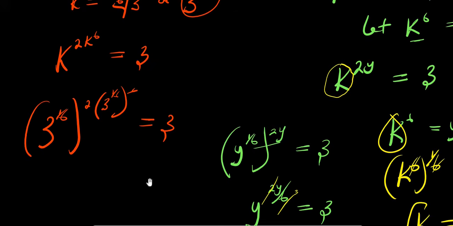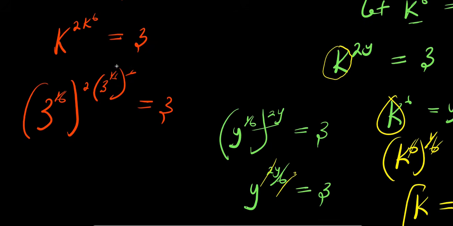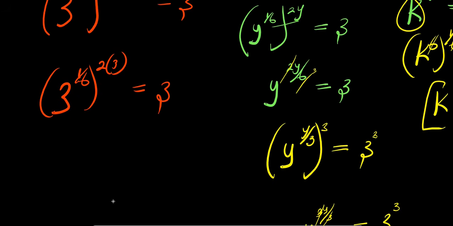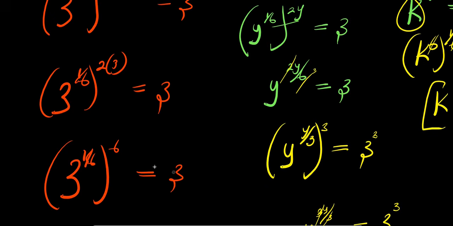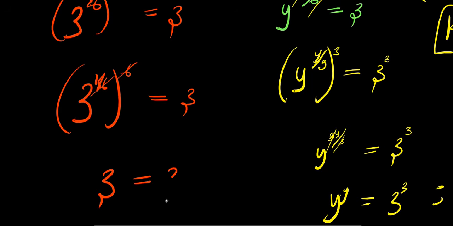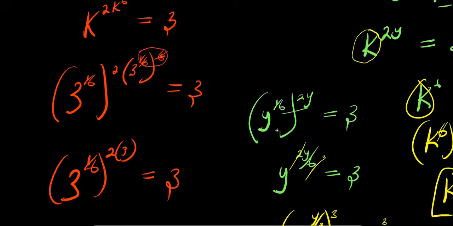So from here, the 1 over 6 here, multiply this 1 over 6, and this cancels this, so we are going to have 3 power 1 over 6 raised to the power of 2 times 3, and this equals 3. So from here, you will simply have 3 power 1 over 6 raised to the power of 2 times 3, that is 6, and this equals 3. So 6 cancels 6, that is off. We have 3 equals 3. So that has actually satisfied the equation, guys.